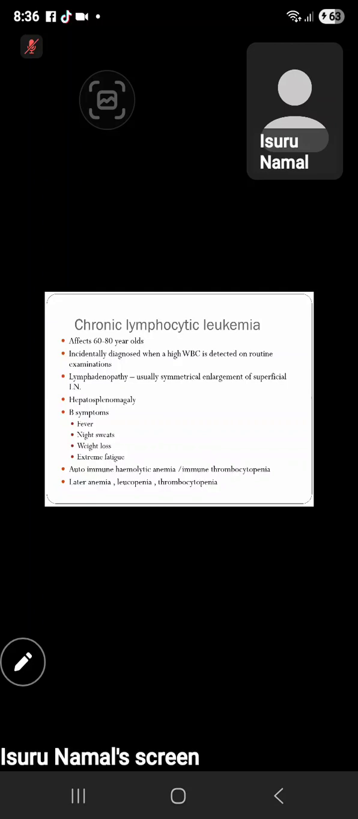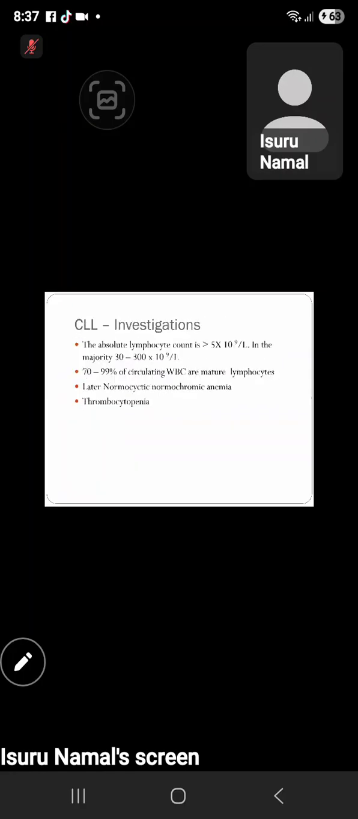Okay. Then you can see lymphadenopathy and hepatosplenomegaly. Symptoms are fever, night sweats, weight loss, extreme fatigue, and you can see autoimmune hemolytic anemia in those types of patients, right? Leukopenia and thrombocytopenia are also common features of chronic lymphocytic leukemia. Then investigations: absolute lymphocyte count is greater than 5 x 10^9, right? In the majority it may vary from 30 to 300,000, right?